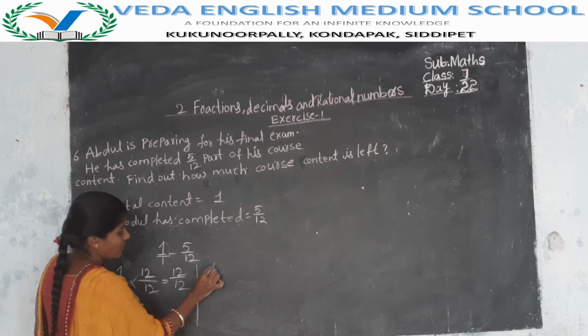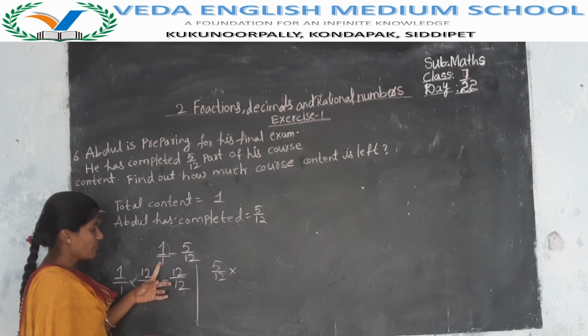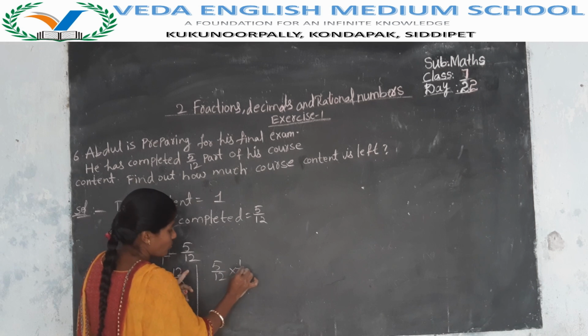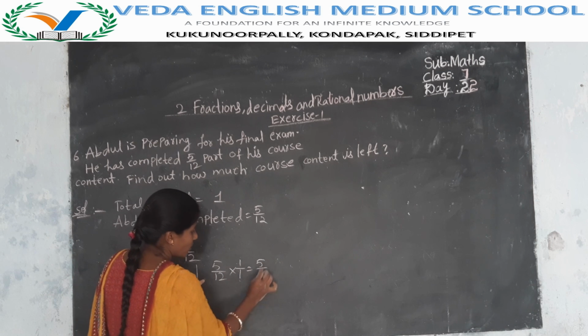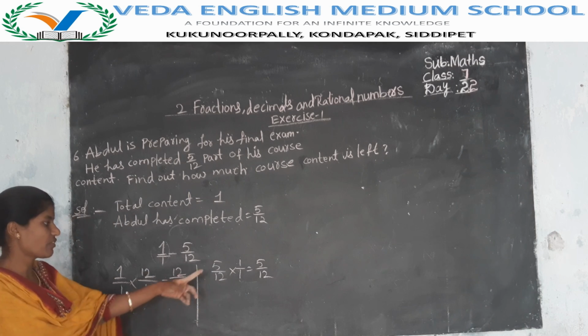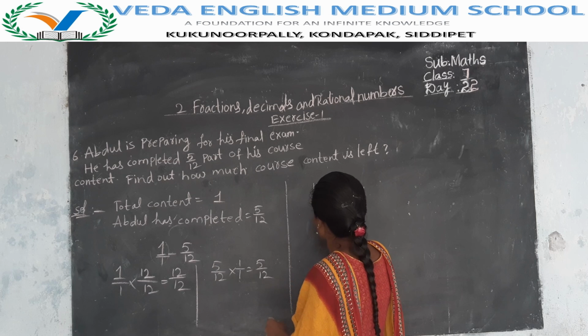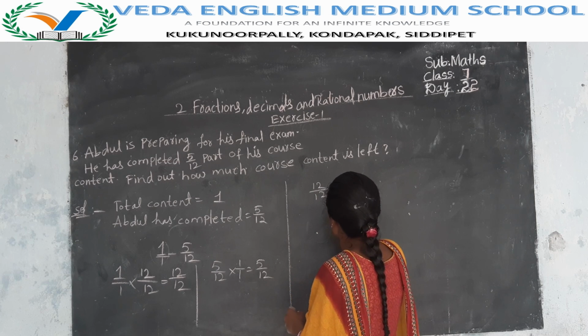Next, take the second fraction, 5 by 12. You have to multiply the second fraction with the first fraction's denominator. First fraction denominator is 1. So 1 by 1 times 5 by 12. 5 ones are 5. 12 ones are 12. First fraction is 12 by 12. Second fraction is 5 by 12. Now write here 12 by 12 minus 5 by 12.